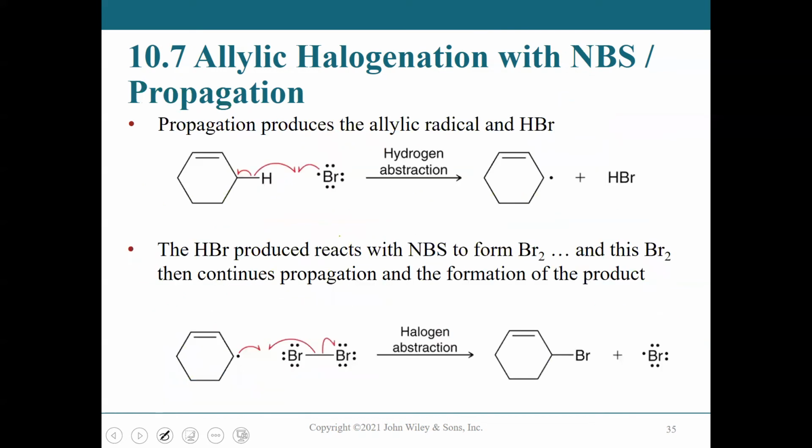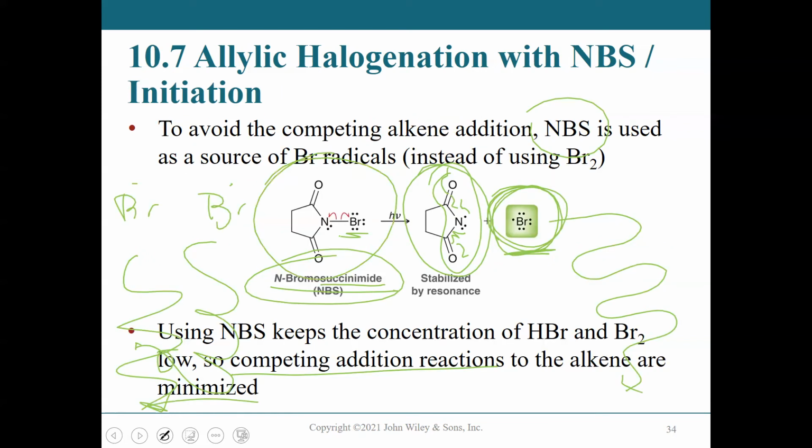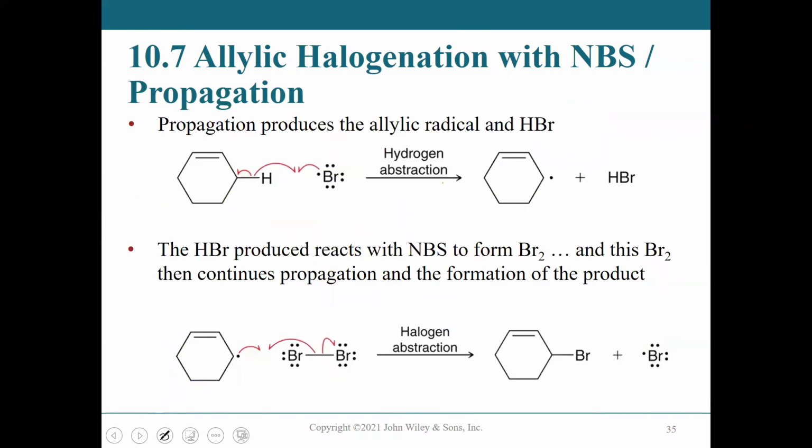Good. Propagation produces the allylic radical, right? So here is the initiation process. Propagation: bromine will do a hydrogen abstraction, and we get the allylic radical. The allylic radical will do a halogen abstraction, reacting to form this bromine. This bromine, as a chain reaction, will go back here to repeat the cycle, right?